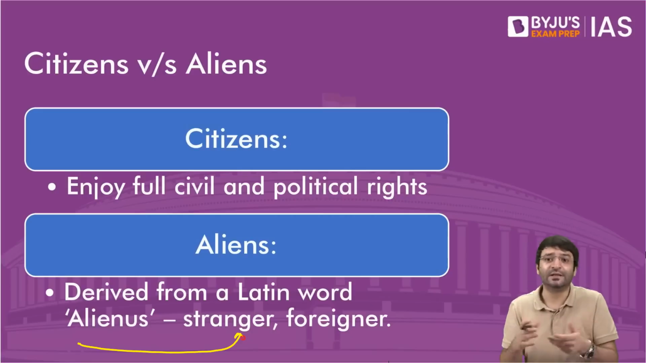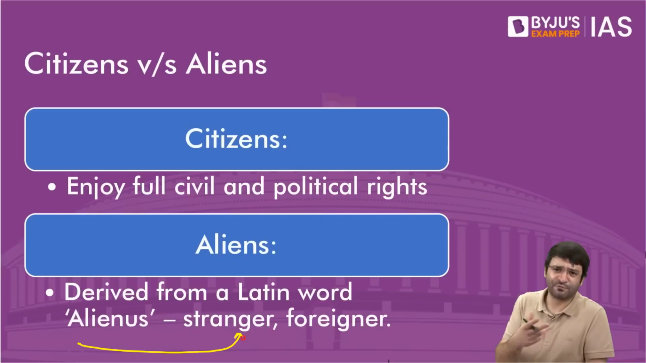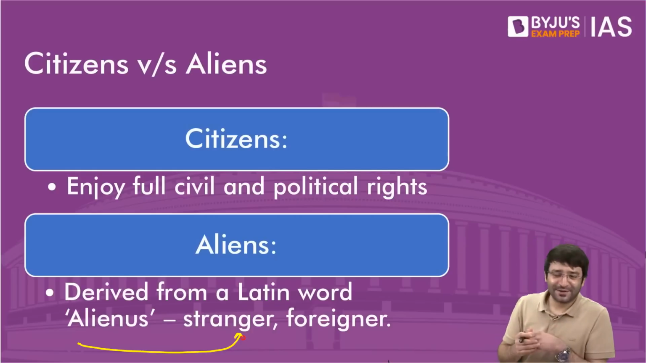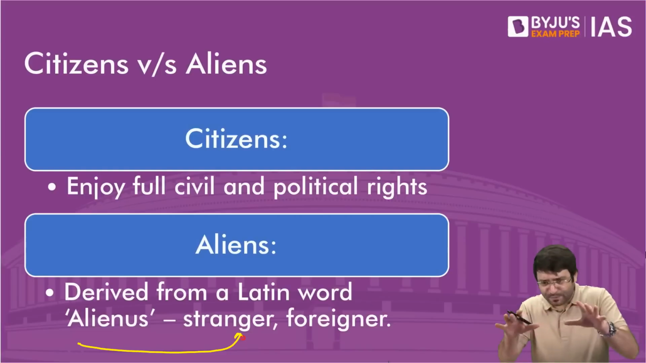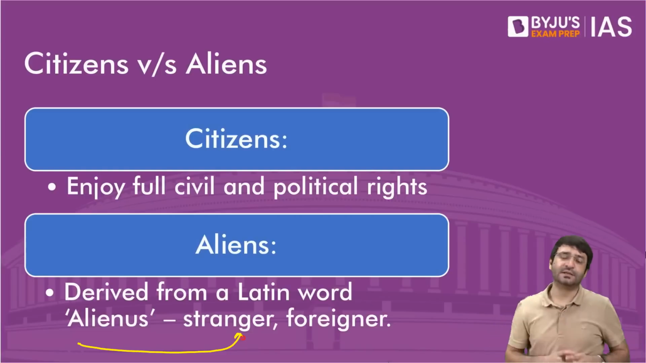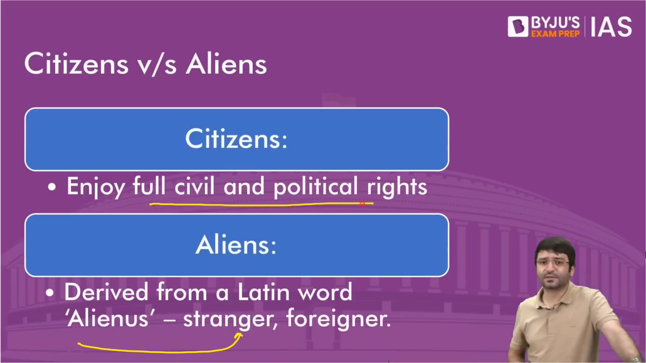are foreigners or aliens. For example, US citizens coming to India for some work or business, some people coming to India for medical tourism, some people coming to India for tourism, some people coming to India for educational opportunities, some people coming to India for terrorism, whatever the case may be. So the entire population that we see right now can be divided into citizens or aliens. And who are these citizens? They enjoy full civil and political rights.